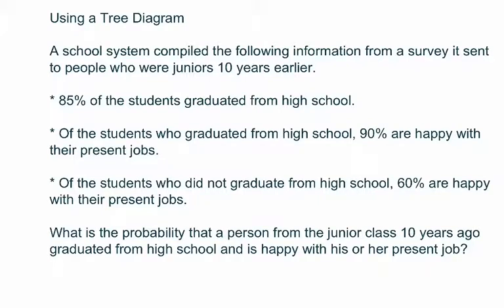What is the probability that a person from the junior class 10 years ago graduated from high school and is happy with his or her present job? To construct our tree diagram, we need to first consider our two basic categories, students who graduated versus students who did not.